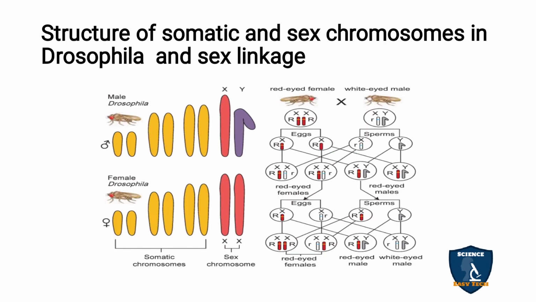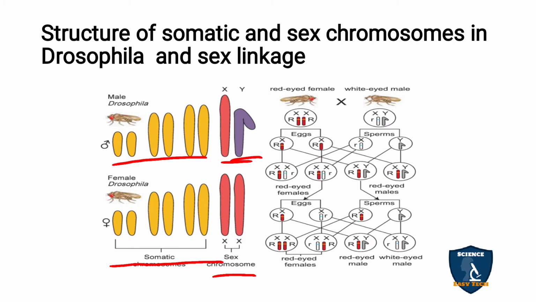Now you can see the structure of somatic and sex chromosomes in Drosophila. In the male, the first three sets are body chromosomes, that is somatic chromosomes, and the last set is the pair X and Y, the male sex chromosomes. In the same way, in the female you can see the first three sets as body chromosomes, and the last two, two X's, are the sex chromosomes.